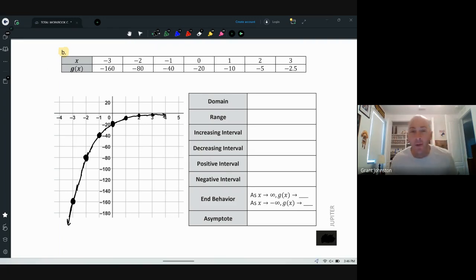Okay. And the table actually kind of helps with some of this stuff too, because we can refer back to the table as well. Okay, so the domain, again, it's going to continue to go on forever in the negative direction, and it's going to continue to go on forever in the positive direction. So we're going to say all real numbers for this. Now the y is a little bit interesting here because the range, the whole graph is below 0. So in the y direction, y needs to be less than 0.